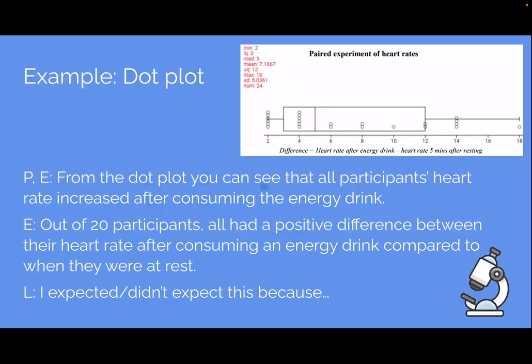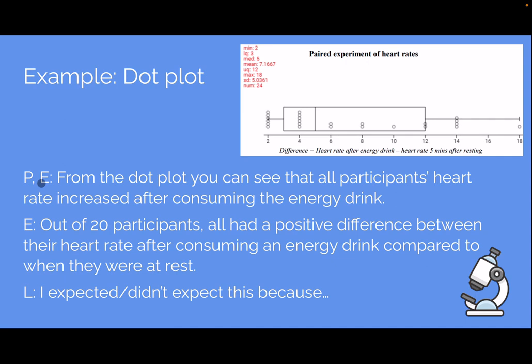So in this example, we've got a bunch of dots. We've got them over 2, 4, and then a couple at 6, 8, and 12, 1 at 10, 4 at 14, and 1 at 18. So that means that there were differences of between 2 and 18 beats per minute for heart rate when students had an energy drink compared to when they were resting and hadn't had an energy drink.